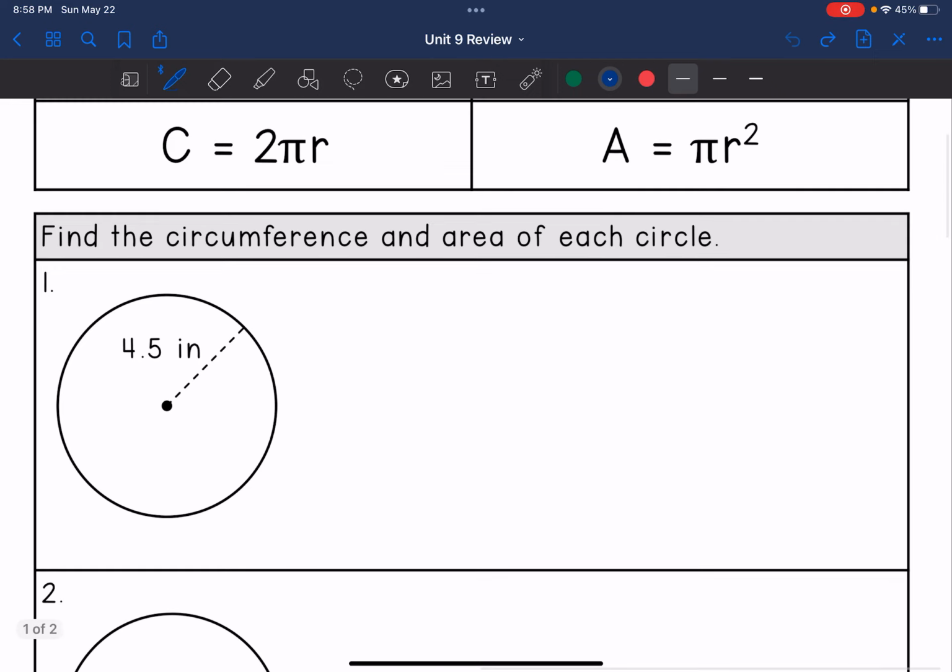So for number 1 here, it says find the circumference and the area of each circle. So this one, we're lucky because they give us exactly what we need. 4.5 is the radius of this circle. So to find circumference, it's just going to be 2 pi times 4.5. And then you could just put this into the calculator, and this will give us 28.27.